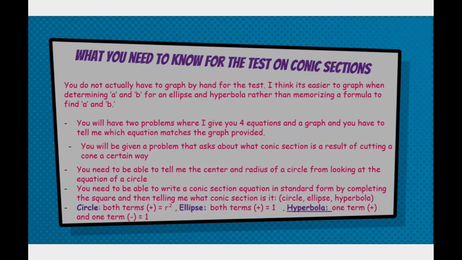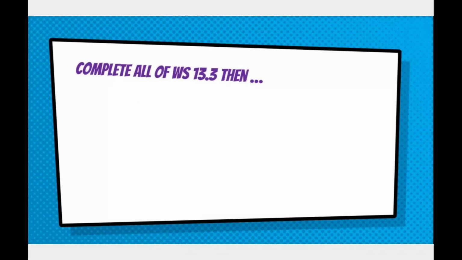And then here's a quick little cheat sheet to tell the difference between these. On this particular problem, after you rewrite the equation, I'm going to ask you what conic section it is, and you're going to need to tell me if the equation is a circle, an ellipse, or a hyperbola. For a circle, both terms are positive, and it is equal to something other than 1, so that's equal to the radius squared. For an ellipse, both terms are positive, and the equation is equal to 1. And for a hyperbola, one term is positive, one term is negative, and it's also equal to 1.